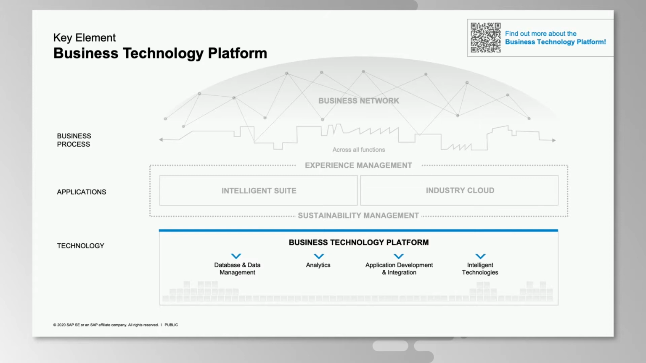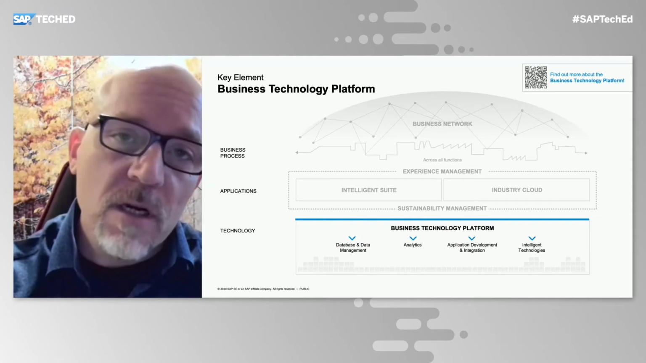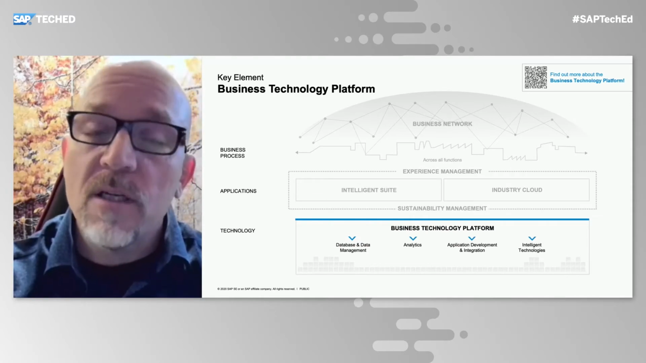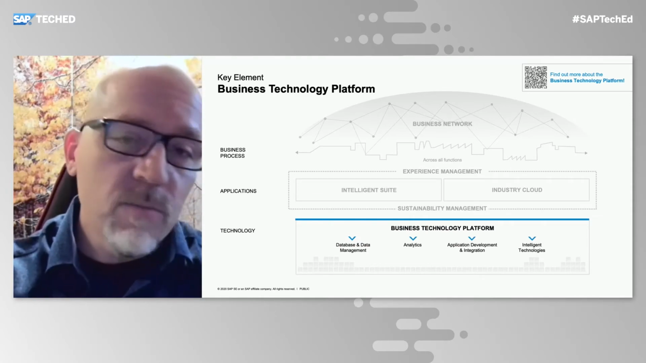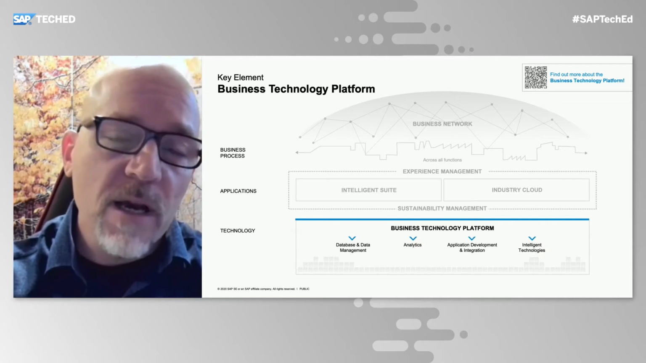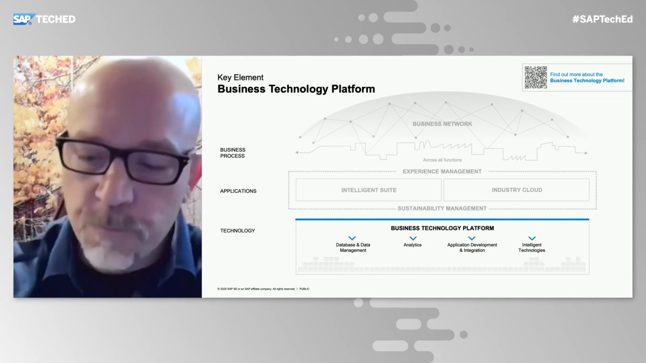And let's get into more detail on the business technology platform portion of that. The key elements are the database and data management, the analytics, the application development and integration areas, which we're going to spend more time on, as well as intelligent technologies, which really are some areas we'll talk about around process automation, as well as business process intelligence, but also AI and machine learning areas. There's a lot that constitutes the business technology platform.